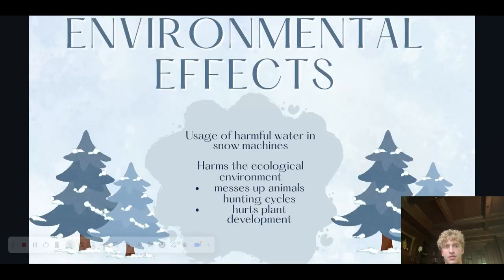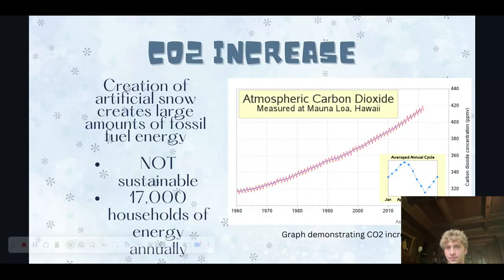Even though artificial snow is helpful, it can also be very harmful to the environment. For example, there's a harmful usage of water with harmful bacteria that can hurt people and the animals around them. It also leads to water depletion as they gather water from natural places. The creation of snow also messes with animals' hunting cycles as snow stays longer than expected, leading to many not being able to feed themselves. Artificial snow also hurts the development of plants as it creates ice layers over plants, stopping them from growing fully.